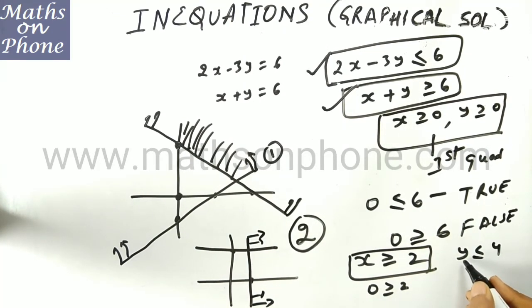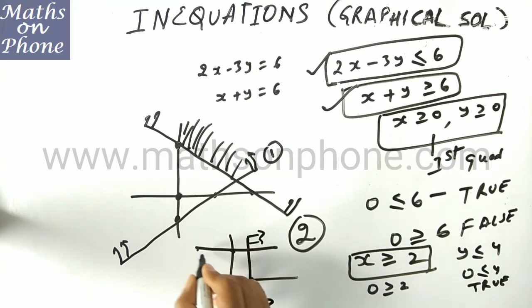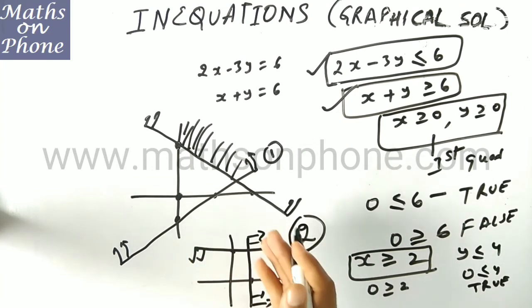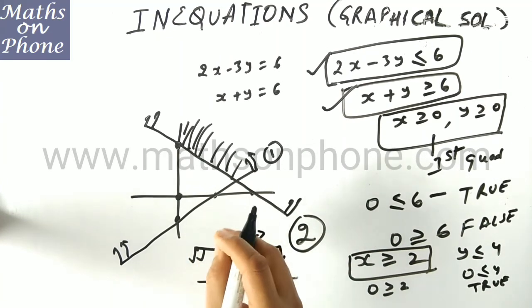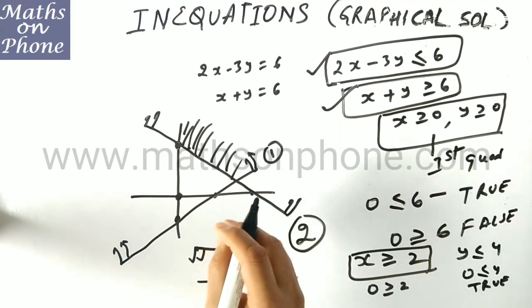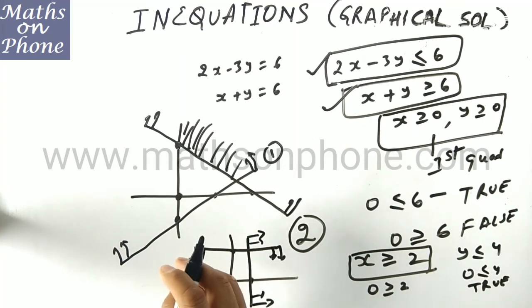You put again origin's coordinates 0, 0. So for y you are writing 0, 0 is less than equal to 4. What is that? This is true. So the region which is containing origin, what will be the region? Origin containing region, like this. So this way you shade the region, find the common region, and the graphical solution of inequations will become very, very easy. Hope you are understanding.